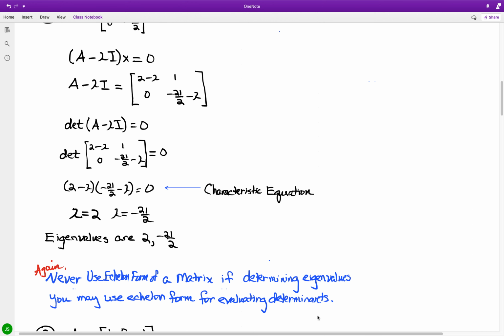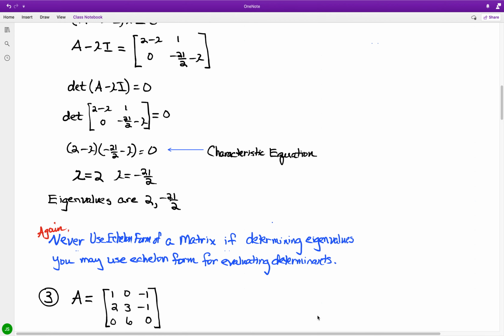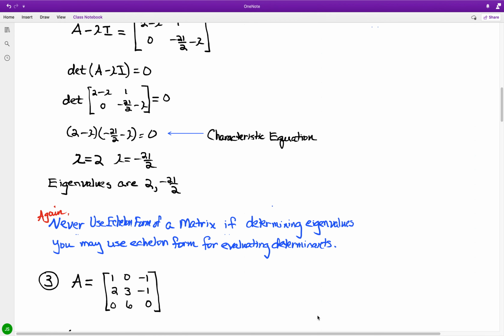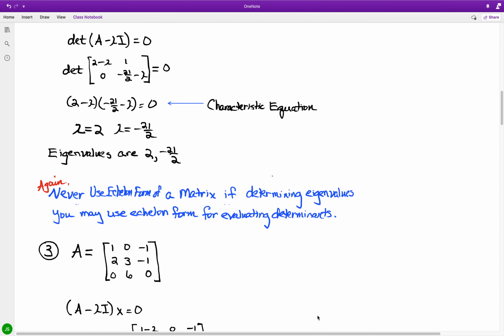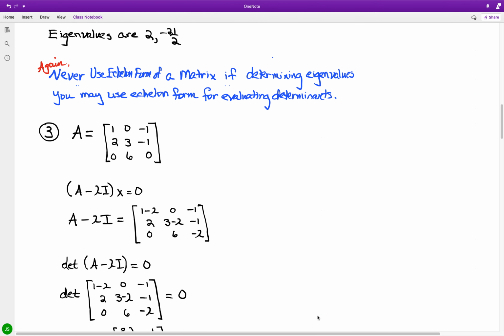Totally different exercise. Now, the third case, going from a 2 by 2 to a 3 by 3 matrix. Say we have A to be a 3 by 3 matrix, and going column by column, we have 1, 2, 0, 0, 3, 6, negative 1, negative 1, and 0. Utilizing our equation, A minus lambda I quantity times x is equal to 0, for A minus lambda I, I have first column 1 minus lambda, 2, 0, second column 0, 3 minus lambda, 6, third column negative 1, negative 1, and 0 minus lambda, which comes out to negative lambda.